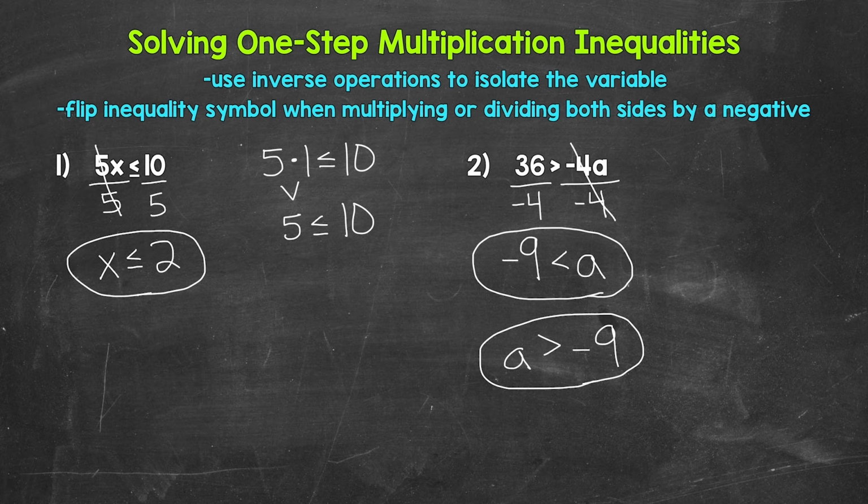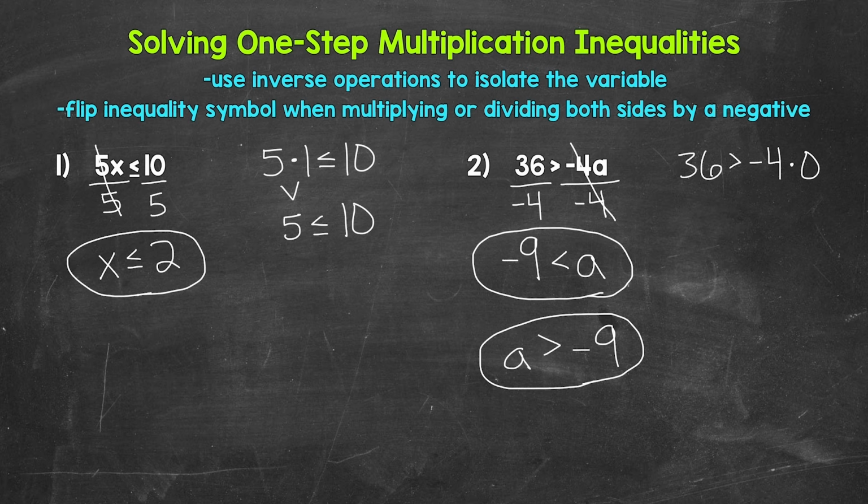Now, as far as flipping the inequality symbol, we're going to talk more about that and why we need to do that after we wrap up number 2. So again, our answer a is greater than negative 9. So a can be anything greater than negative 9. Now let's check a solution and let's use 0. So plug in 0 for a. We have 36 is greater than negative 4 times 0.